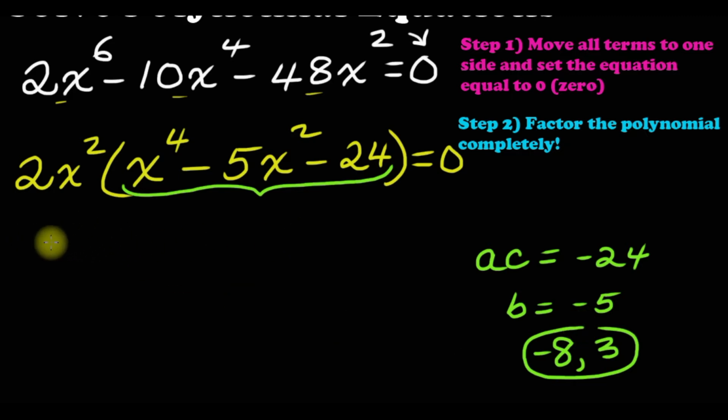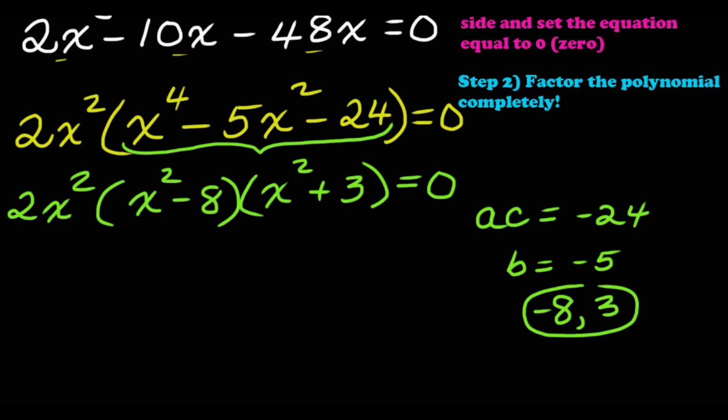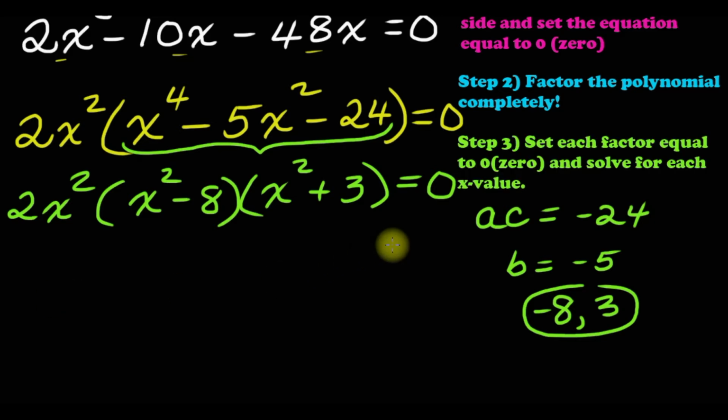Then we're going to use those and write it out in factored form. So 2x squared, and then this one is going to be x squared take away 8, and then x squared plus 3, and this is going to equal 0. The last thing we have to do is set each factor equal to 0 and then solve for it. One of the factors is 2x squared, so we go 2x squared is 0.